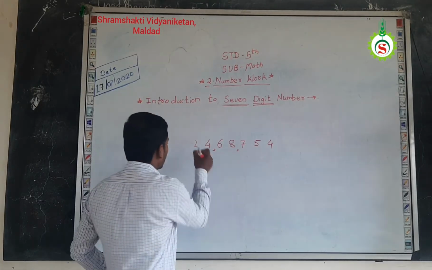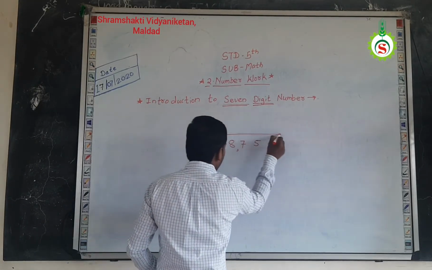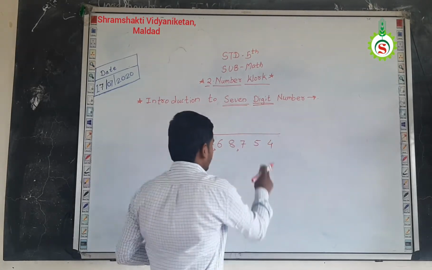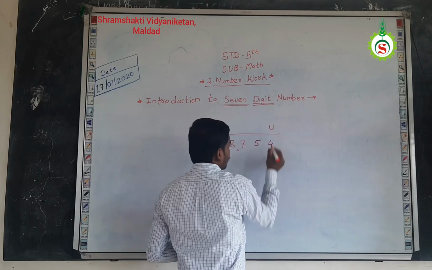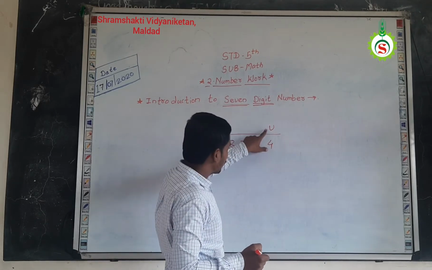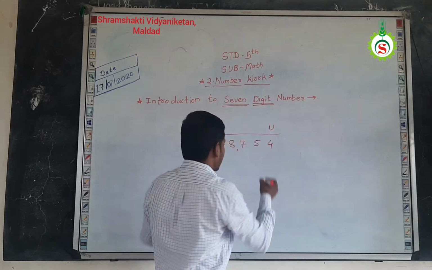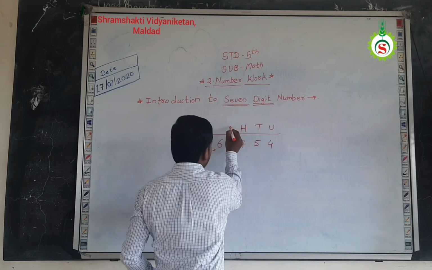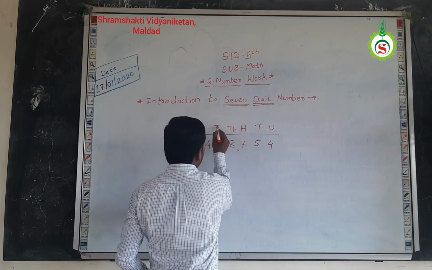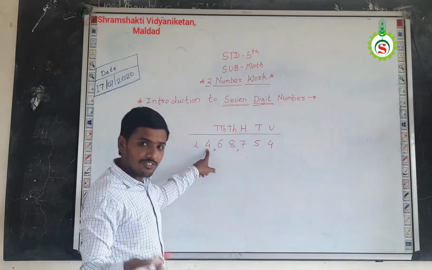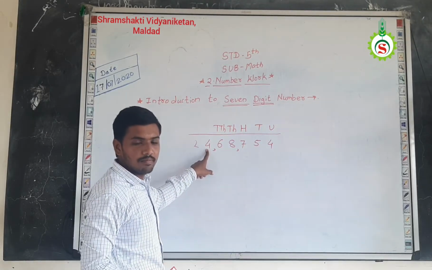So before reading that number, what will I do? I will give the places to the digits. The starting digit will be the unit place, the fourth from the left is at the unit place. Then tens, then 100, then 1000, then 10,000. Then after the 10,000, which place will come? Lakh.